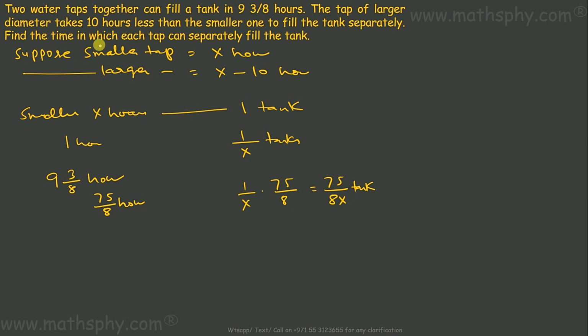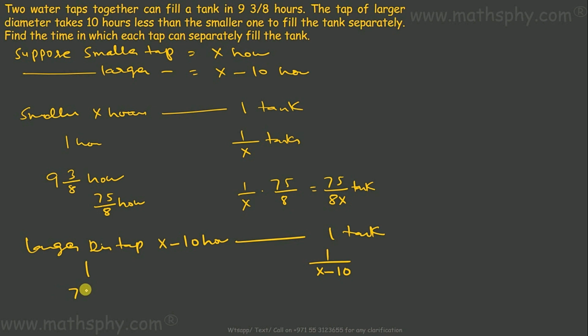Now let's talk about the larger diameter tap. I write this way. Larger diameter tap takes x minus 10 hours to fill up one tank, same tank. So in 1 hour it will fill up 1 over x minus 10 tank. So in 75 over 8 hours it will fill up 1 over x minus 10 into 75 over 8. This will be 75 over 8x minus 80 tank.